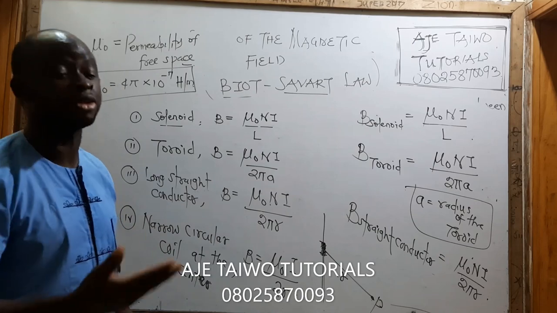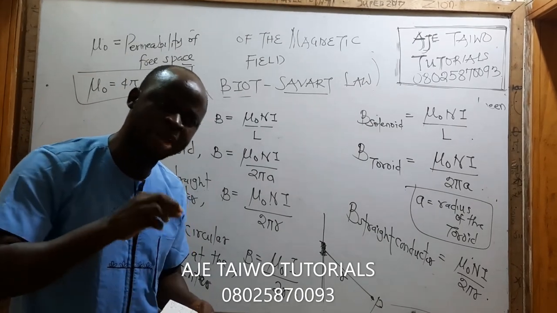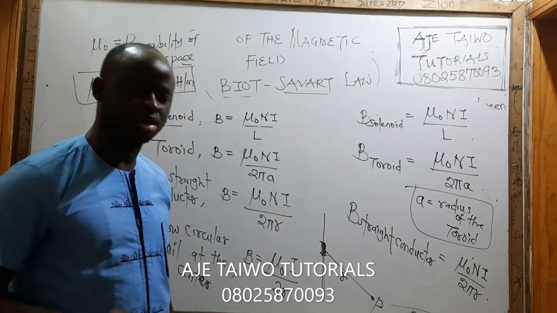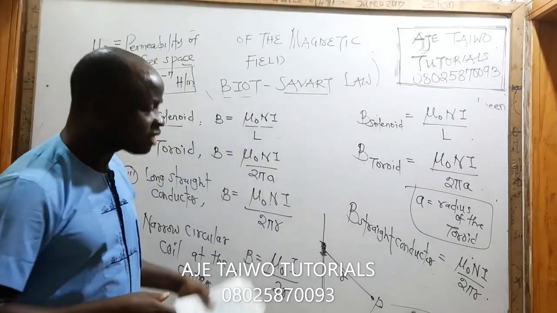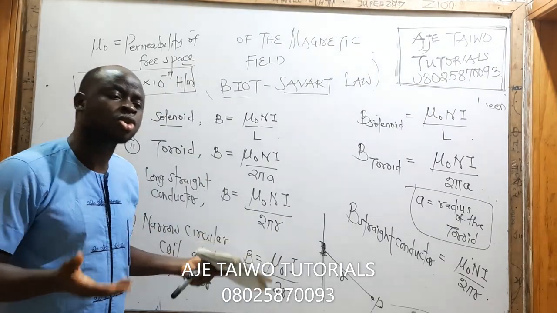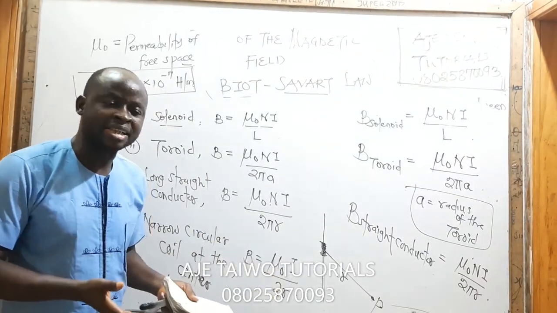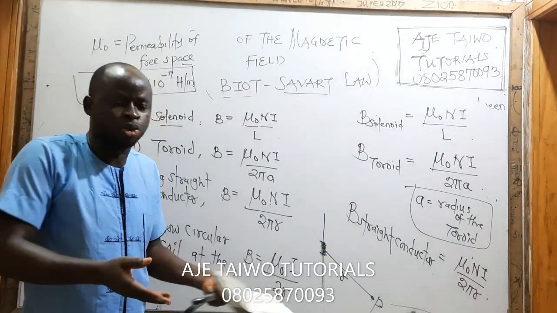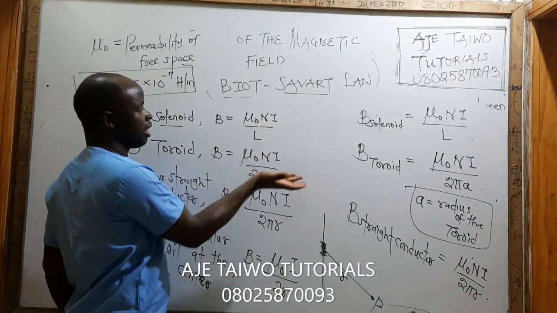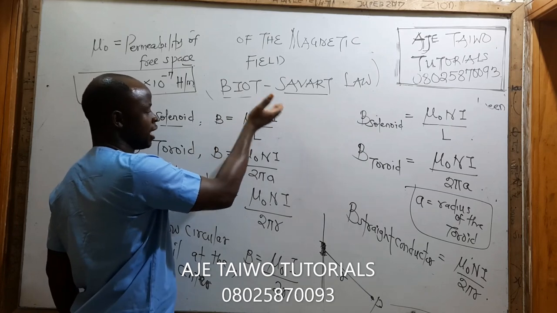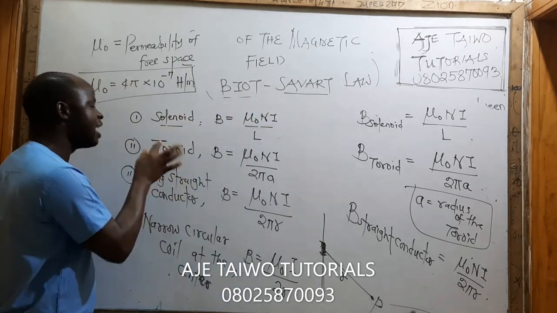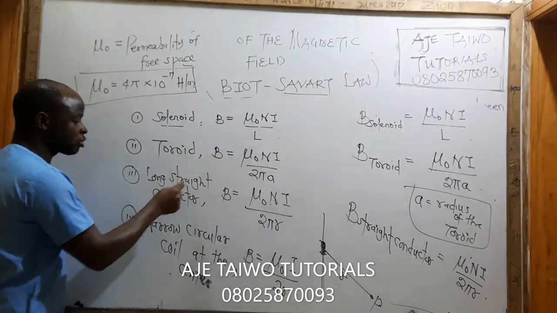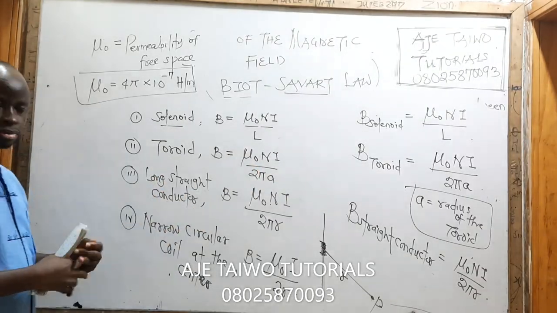Number of turns, 500. And if the number of turns is not mentioned, use it as what? 1. Call number of turns 1. A solenoid of 500 turns, length 2 meters, carrying 2 amperes current, find the magnetic field due to it. It's mu naught N I over L. If you mention toroid, apply it. If you mention long straight conductor, apply it now.